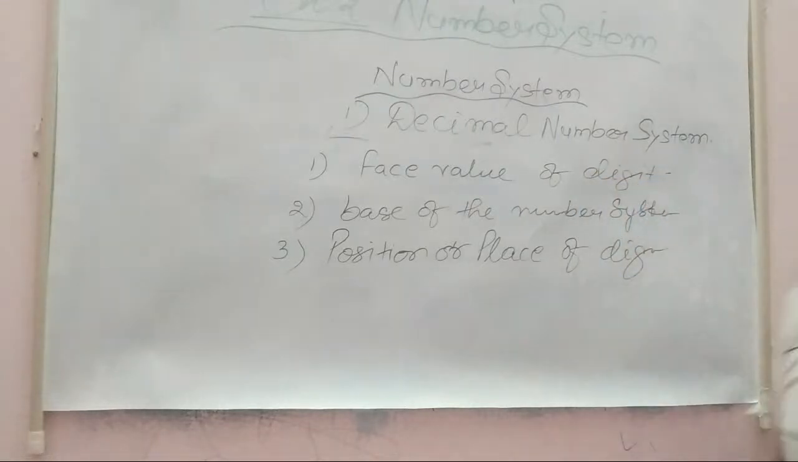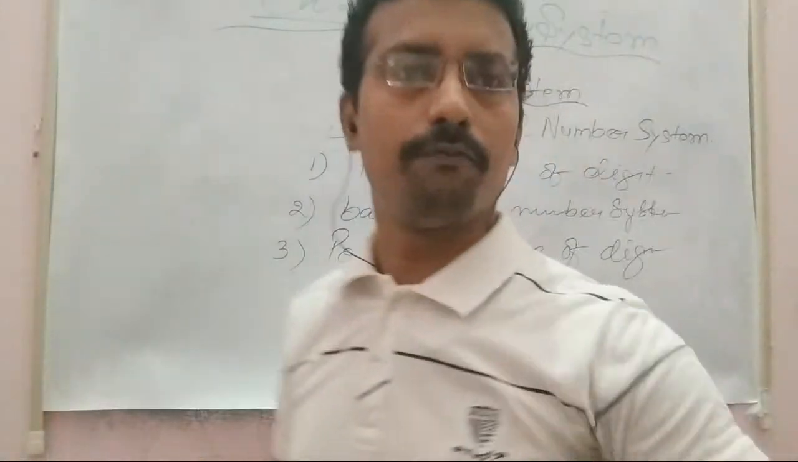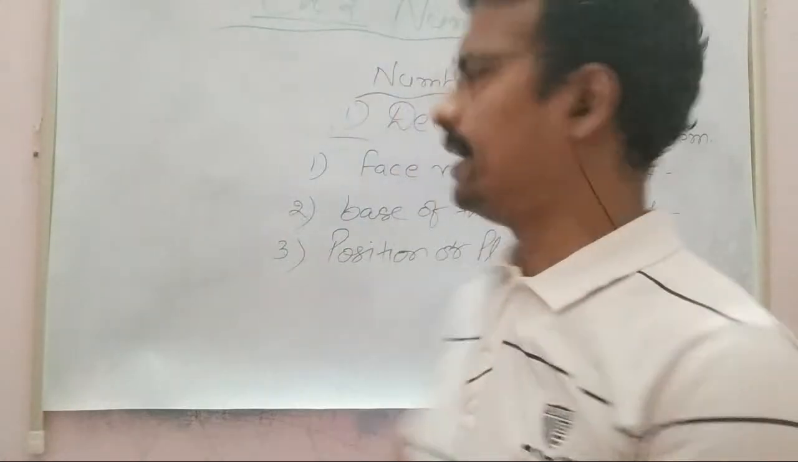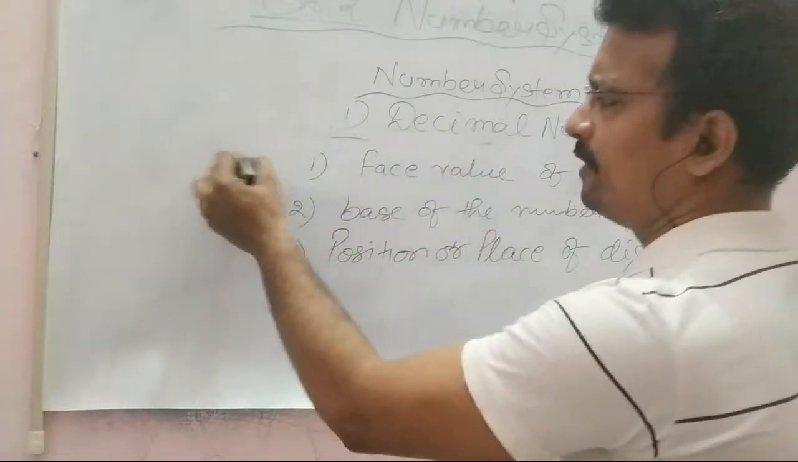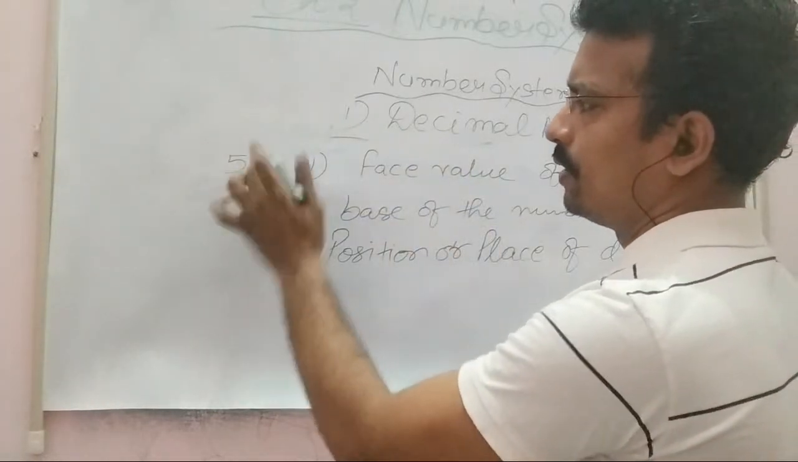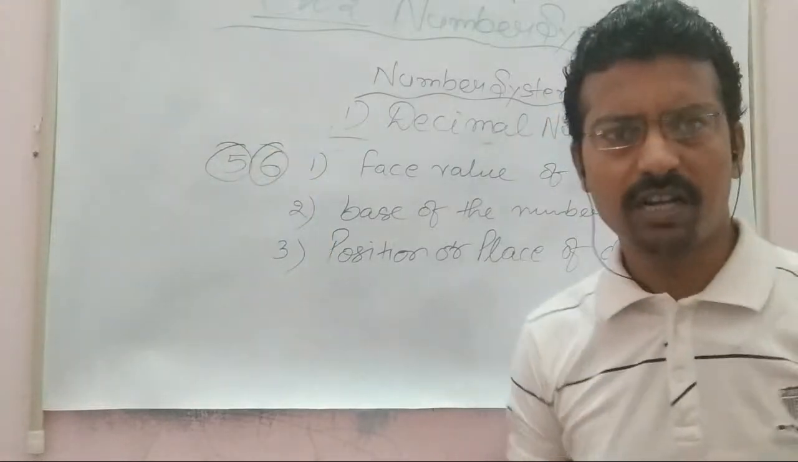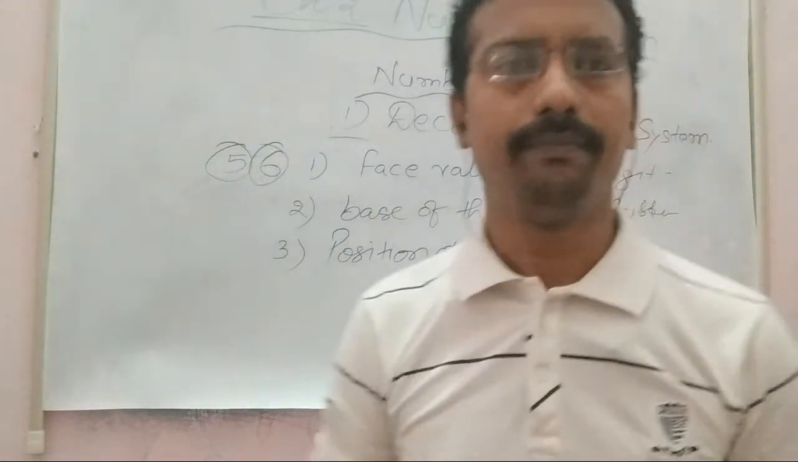These three things matter in the decimal number system for creating a number. Is it okay? Easily you can understand. Face value means, I have written 56. So 5 is represented in this way, 6 is represented this way. What is their identification? Face value. Clear?